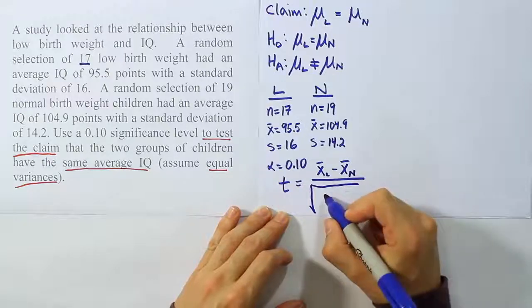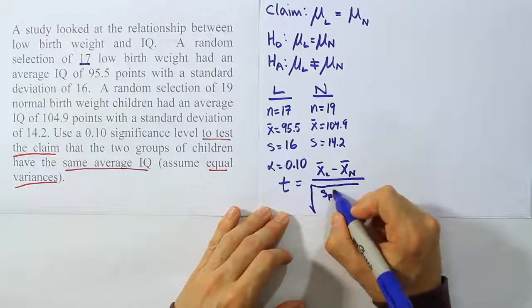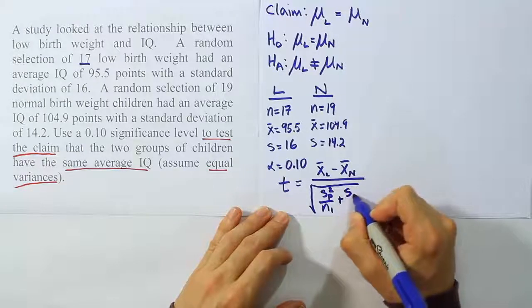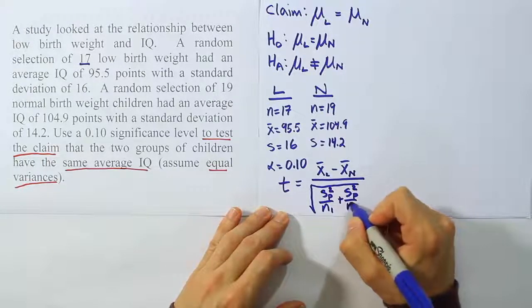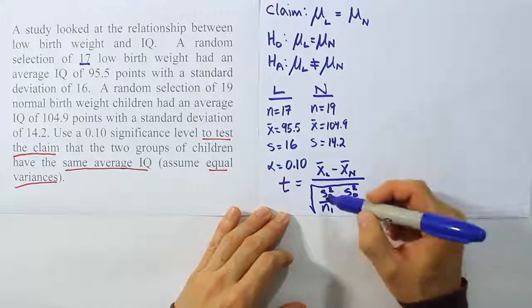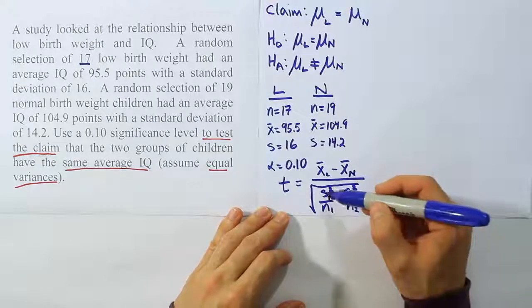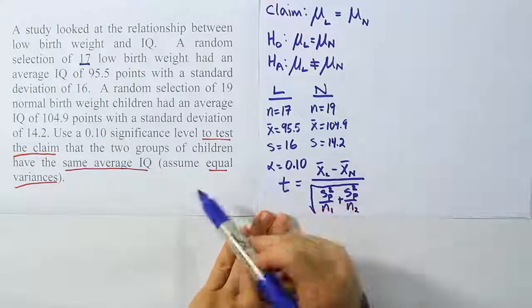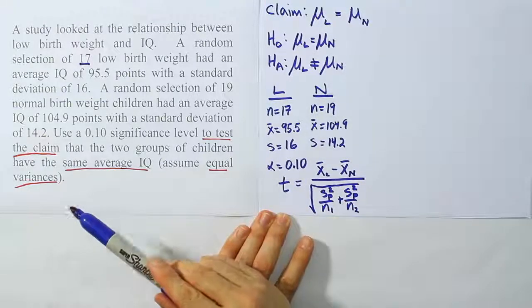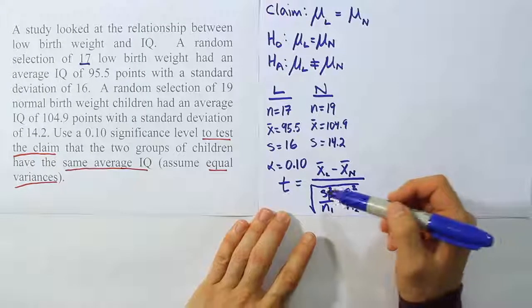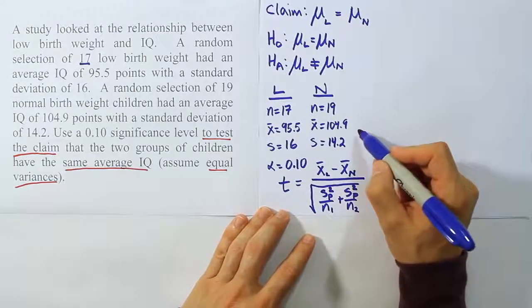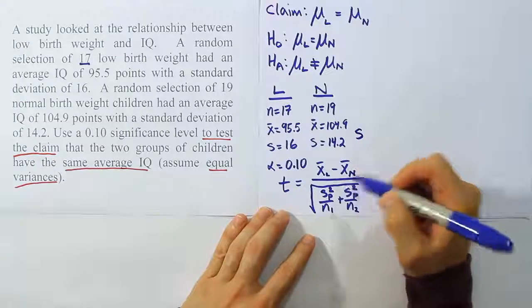The square root for the bottom part will consist of SP squared over N1 plus SP squared over N2. Now, SP squared refers to the pooled sample variance. We're using the pooled sample variance because they tell us that we want to assume equal variances. Whenever that's given to us, we have to use this SP squared value. So that has to be calculated. Let's take the time to calculate it right now so we have it for use in the formula.